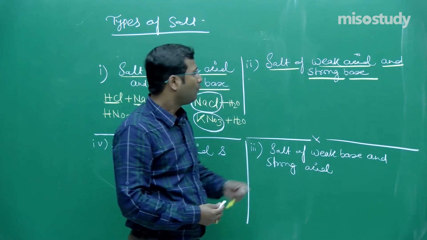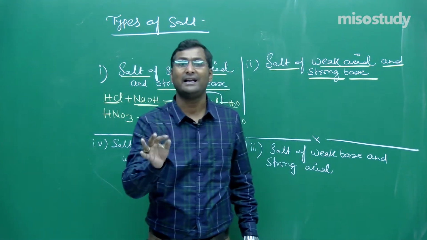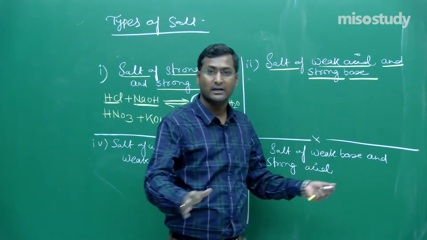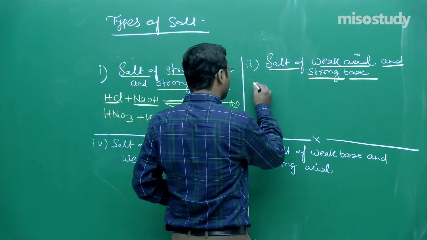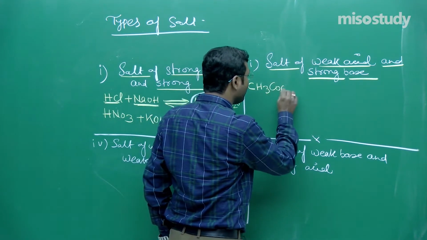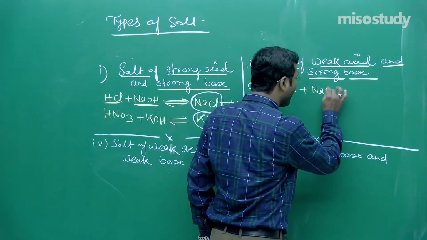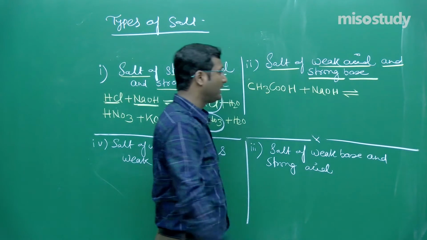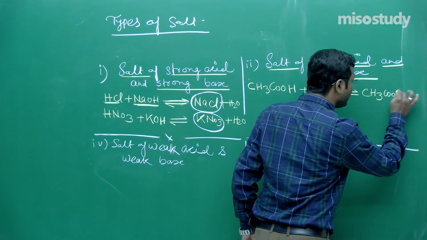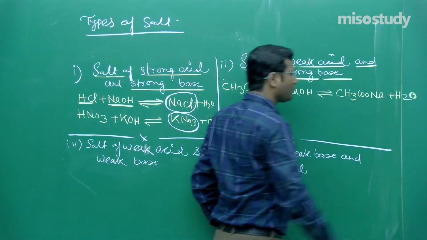Tell me, which one is a weak acid? As I discussed, all organic acids are treated as weak acids. That is, any acid which contains carbon is known as a weak acid. So I am taking an example. It's very simple. If I write like this, CH3COOH plus NaOH, in this case what will happen? It will give CH3COONa plus H2O.